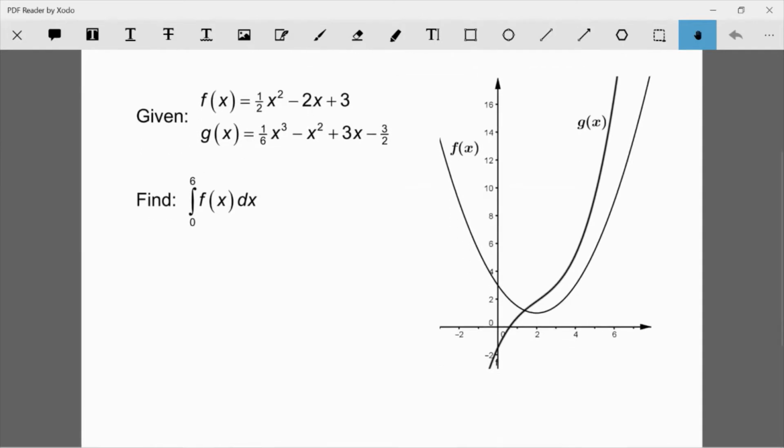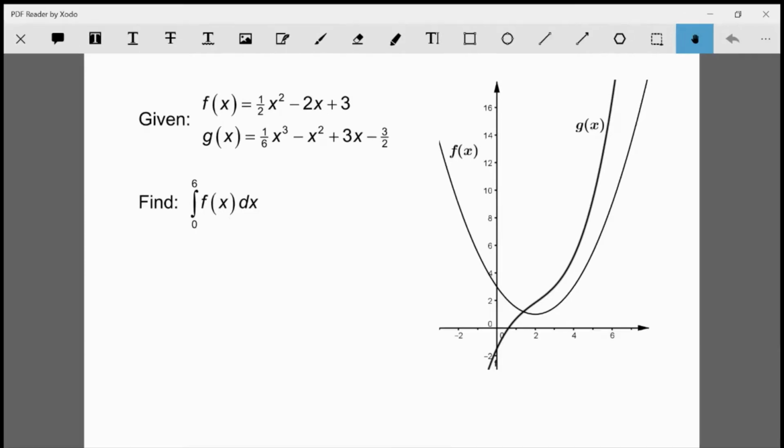What we have here are two functions, f of x and g of x, and you can see there's a relationship between them. If I took the derivative of g of x, I would get f of x. If I took the antiderivative of f of x, I would have, at the end of it, a plus 3x plus c. So you can see that g of x is one of the possible antiderivatives of f of x.